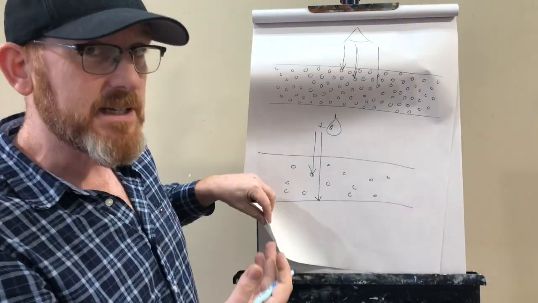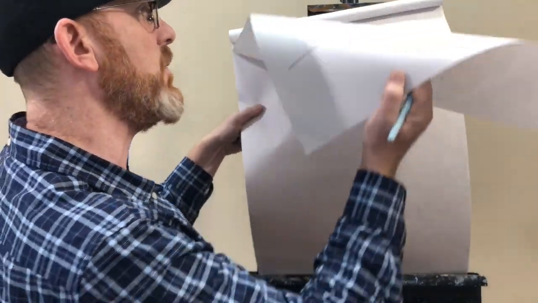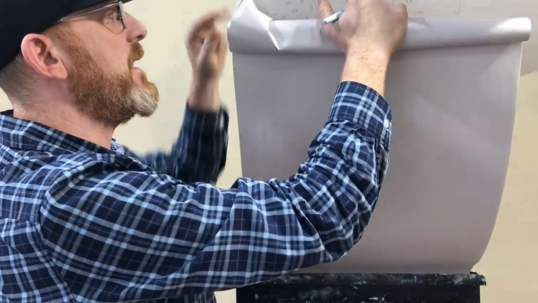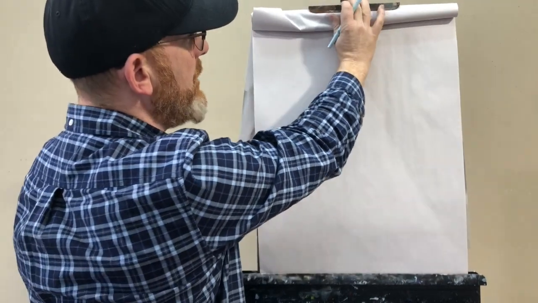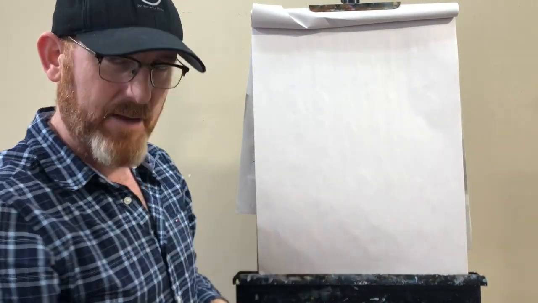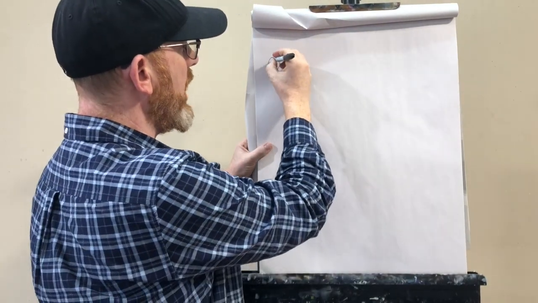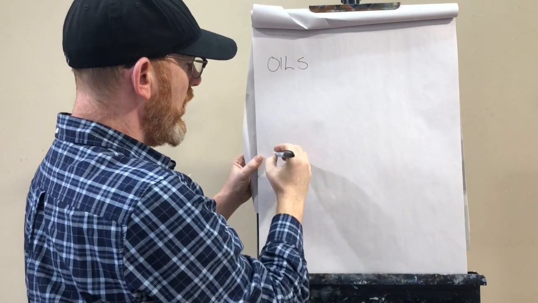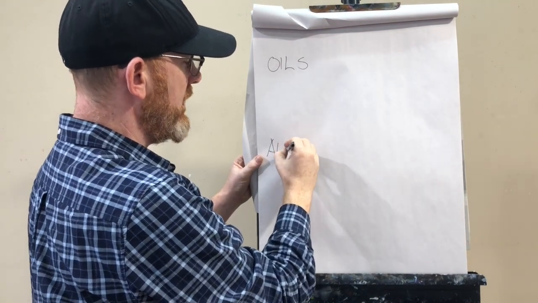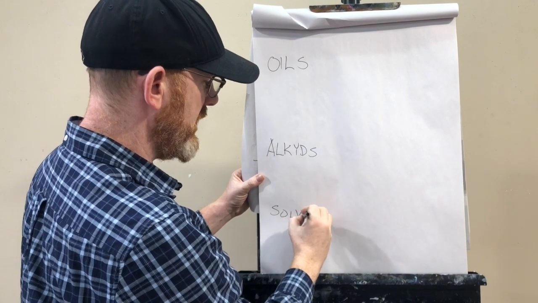Now, we have different types of mediums that we can work with. Not all mediums are created equal. So if we think about mediums as broken up into three main categories, and there are many others, but these are the three main ones that oil painters will probably be working with. What we have are oils, we have alkyds, and we have solvents.